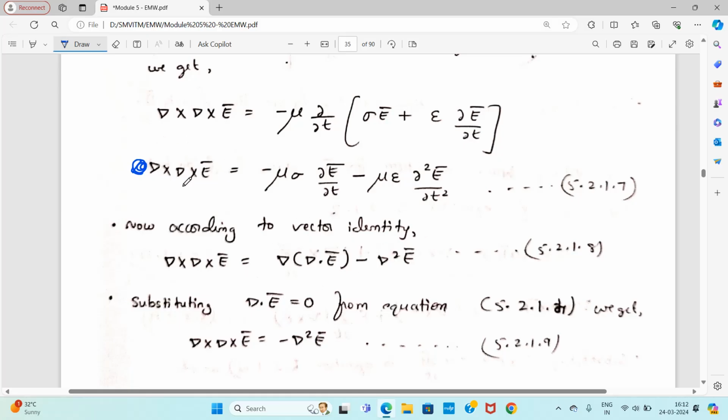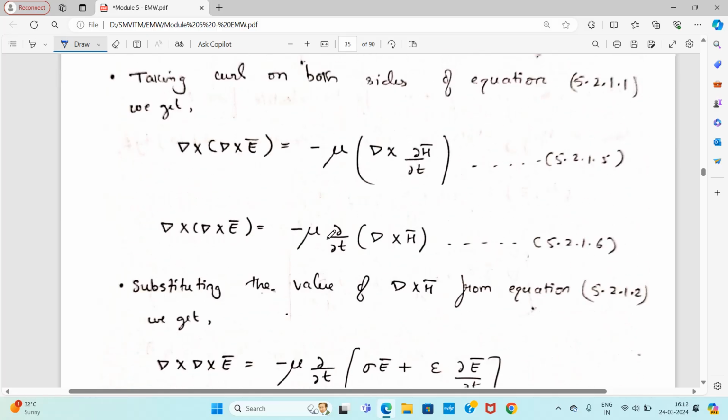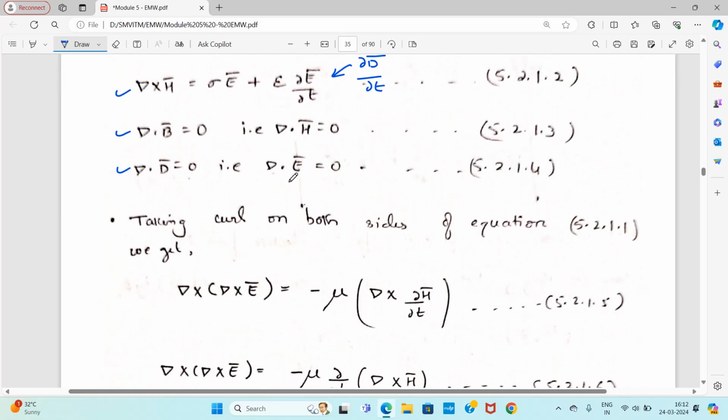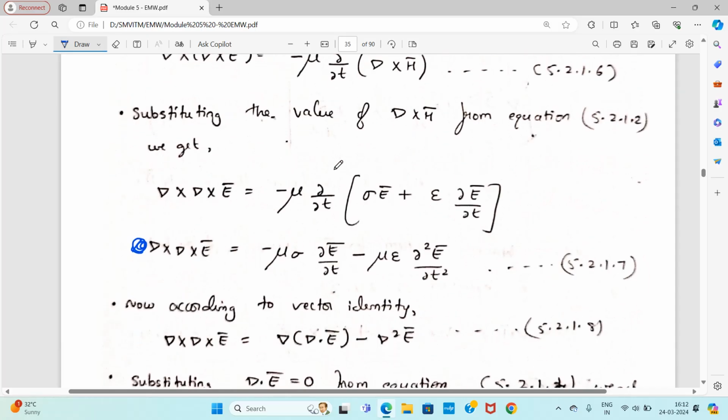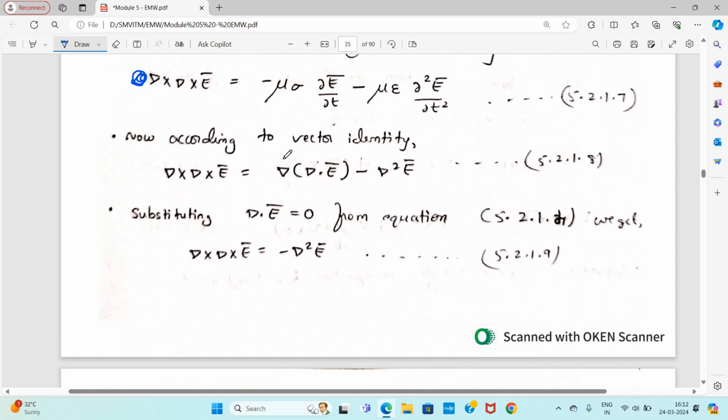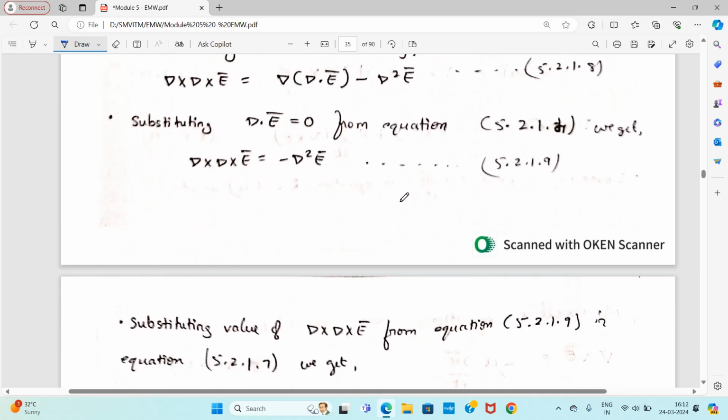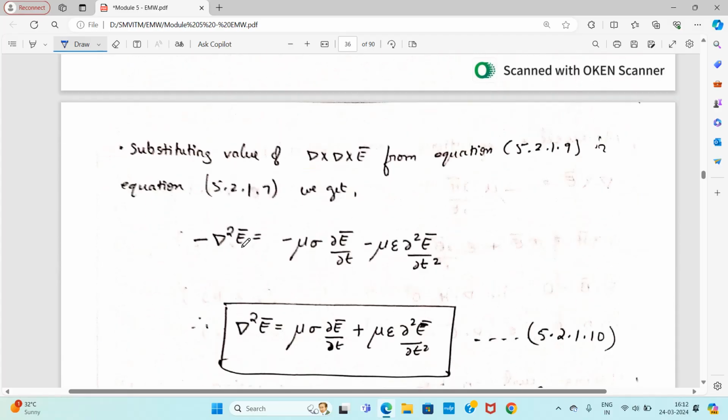So I'm going to replace the left hand side with this equation. And now if you see the fourth Maxwell's equation, the divergence of E is said to be 0. So if I use that property here, this portion of the equation becomes 0, and I'll be left only with minus del square E. So finally I'll be getting the equation as minus del square E is equal to minus mu sigma dou E by dou T minus mu epsilon dou square E by dou T square.